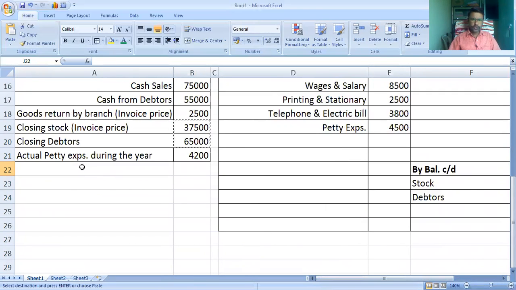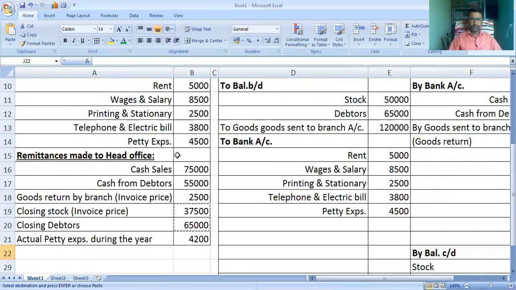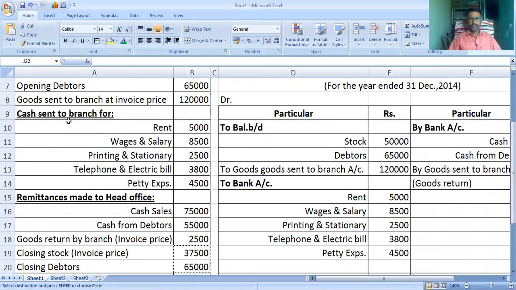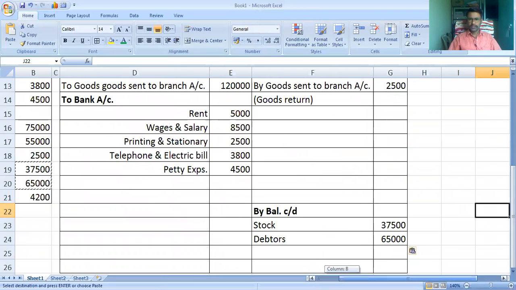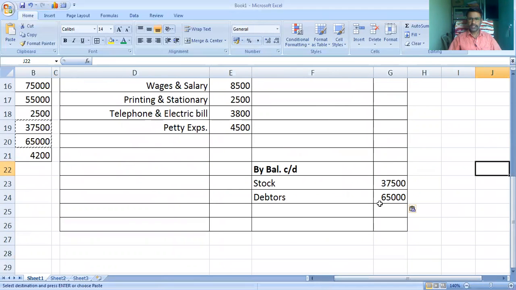Last item, actual petty expenses during the year, that is 4,200. In that, head office sent to branch 4,500 for petty expenses. Out of this 4,500, 4,200 branch has used for expenses. Hence, 4,500 minus 4,200. The remaining balance is 300. That is the closing petty cash balance. Hence, this one is also I am taking under the heading of balance carried down: petty cash.